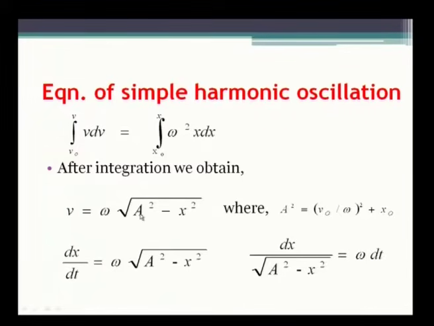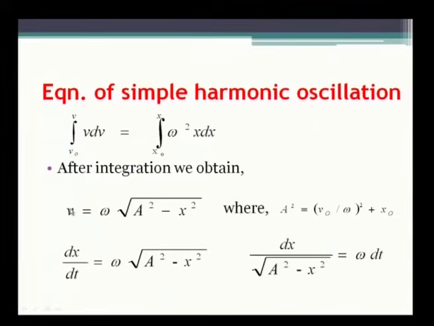Here we have not yet defined what is a. A is obtained in this manner. Here x naught is the initial position, v naught is the initial velocity, omega is the angular frequency. About angular frequency we need to learn a lot more. We will come across that in the later lectures.